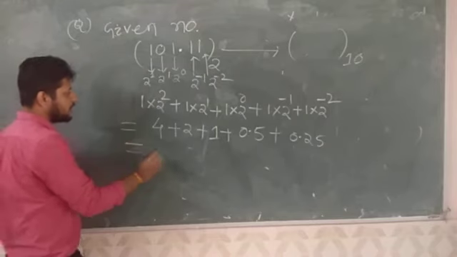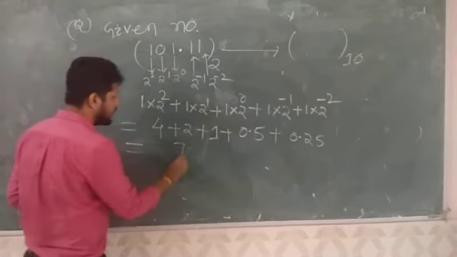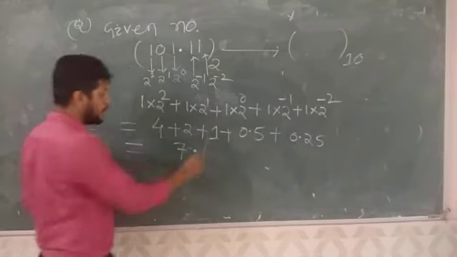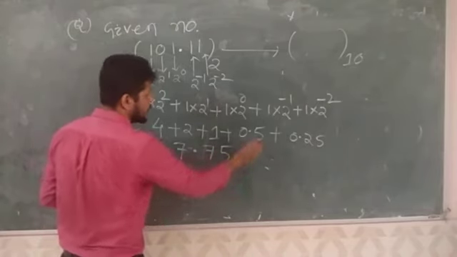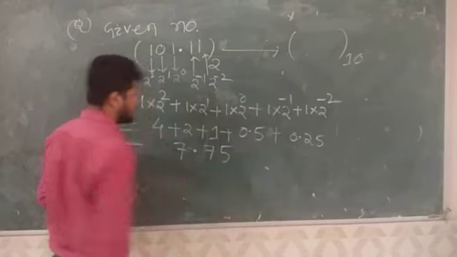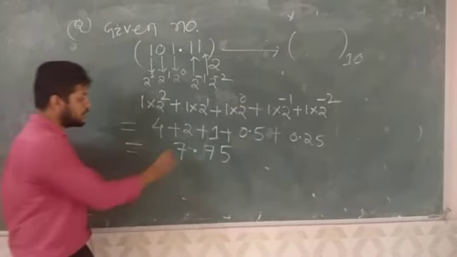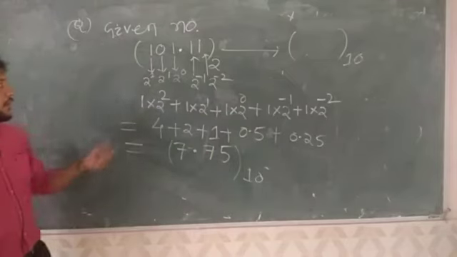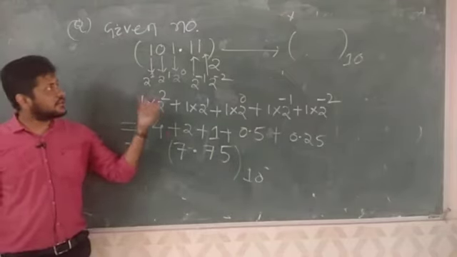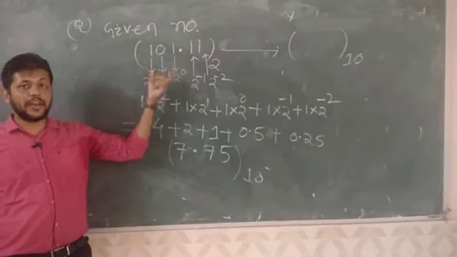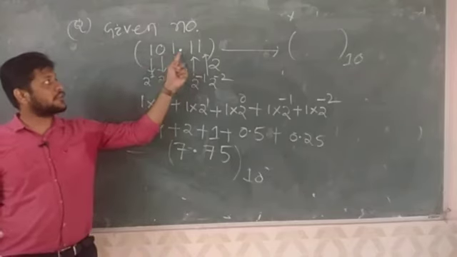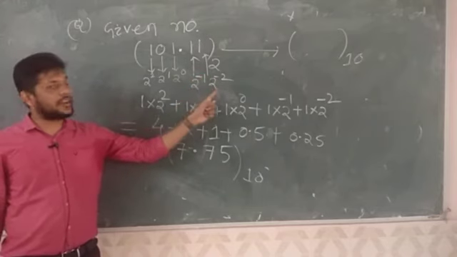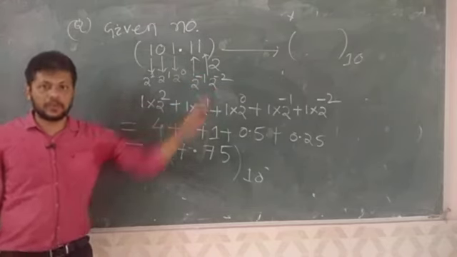So finally add: 4 plus 2 plus 1, that is 7, plus 0.5 plus 0.25, that means 0.75. So just carefully observe here, this 7.75 is the corresponding decimal number. How are we going to convert this number from binary to decimal? After the point the positional weight, remember, is 2 to the power minus 1, then 2 to the power minus 2, thereafter 2 to the power minus 3, and so on.